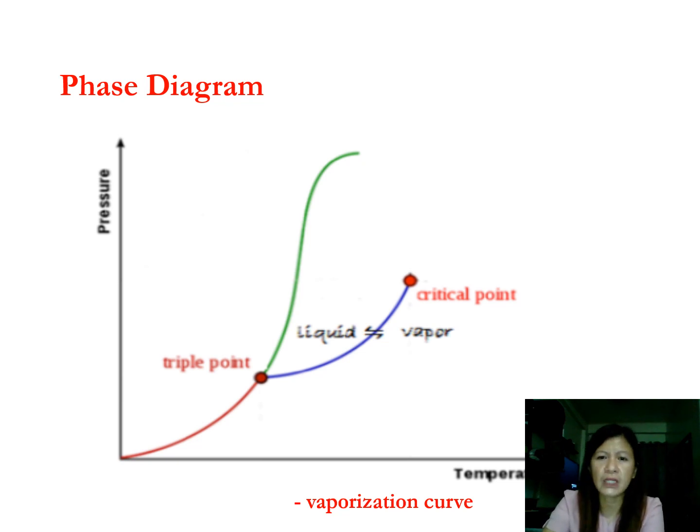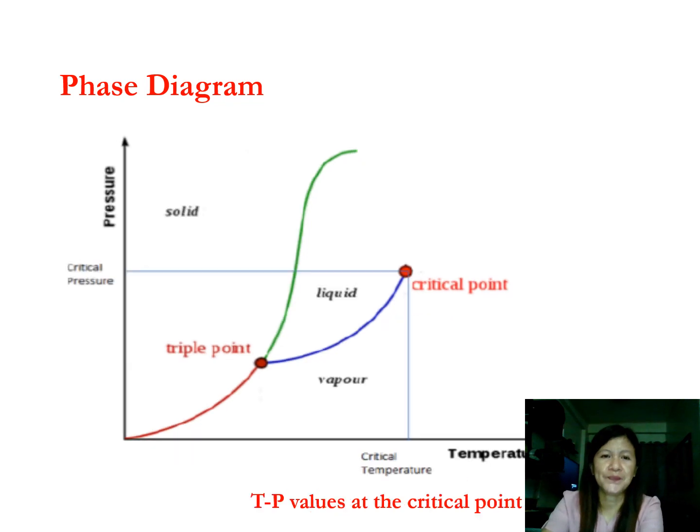I'll repeat, the critical point is the point that terminates the evaporation or vaporization or transformation of liquid to vapor, that terminates the transformation of liquid to vapor of a certain liquid or substance.